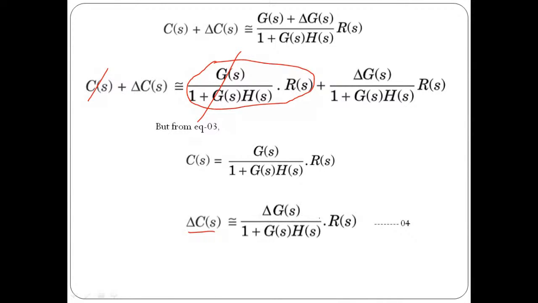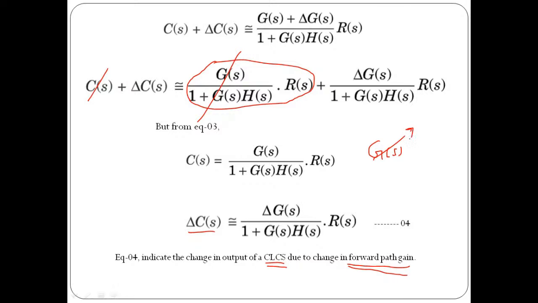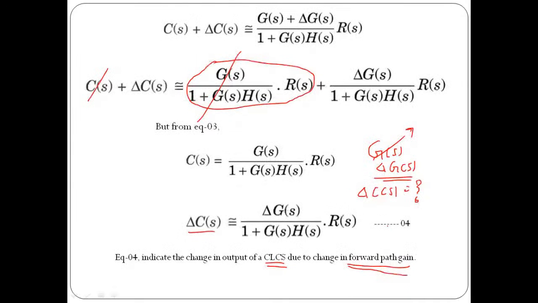Finally we conclude that the change in output, delta C(s), is delta G(s) into R(s) whole divided by 1 plus G(s) into H(s). This is your equation number 4. Equation number 4 indicates the change in output in a closed loop control system due to a change in forward path gain. Here we have taken only one case: if you change the forward path gain by a small value, delta G(s), how does the output vary? That is the expression for delta C(s) derived in equation number 4. Now from equation number 2 and equation number 4, what is equation 2?